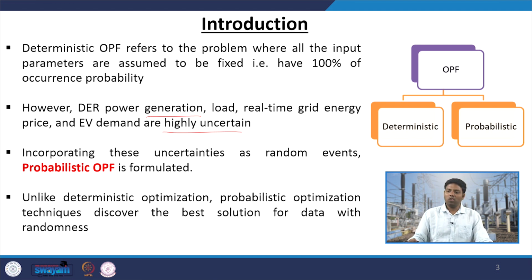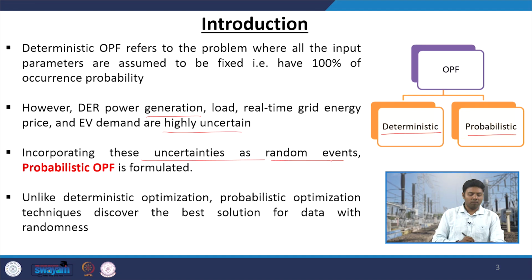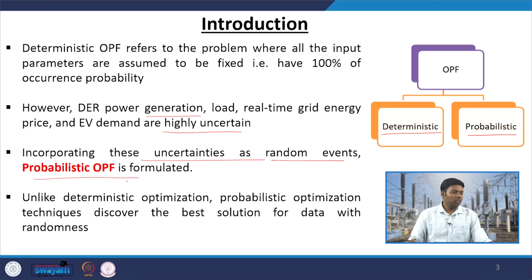When you know the input parameters with a 100% confidence level and you develop your OPF, that is called your deterministic OPF. But when you consider the uncertainty associated with your input parameters along with your OPF model, and you develop your OPF according to it, then it is called a probabilistic OPF. That means it will deal with the probability of occurrence of those uncertain events. Incorporating this uncertainty as random events, your probabilistic OPF is generally formulated.